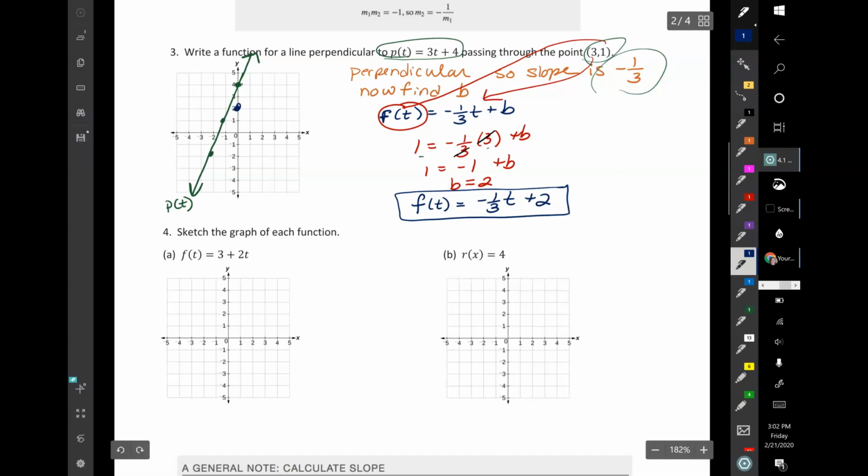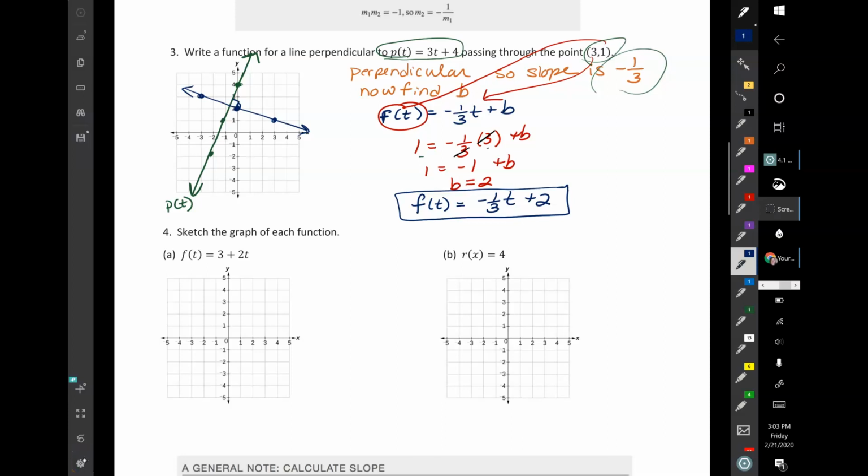And then down 1, right 3. I can also go up 1, left 3, and we have a perpendicular joint there on our lines. So that's it for number 3.